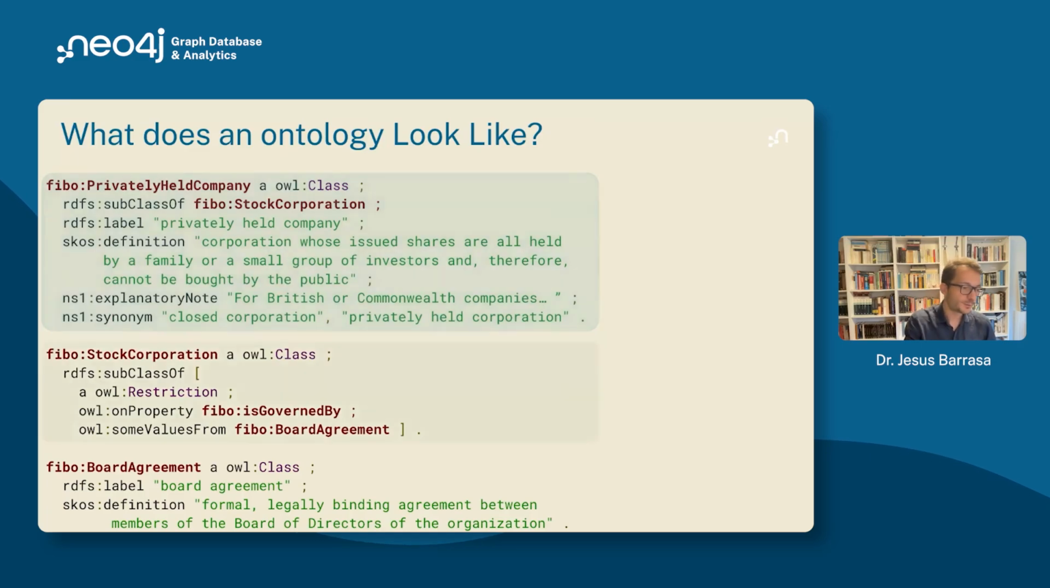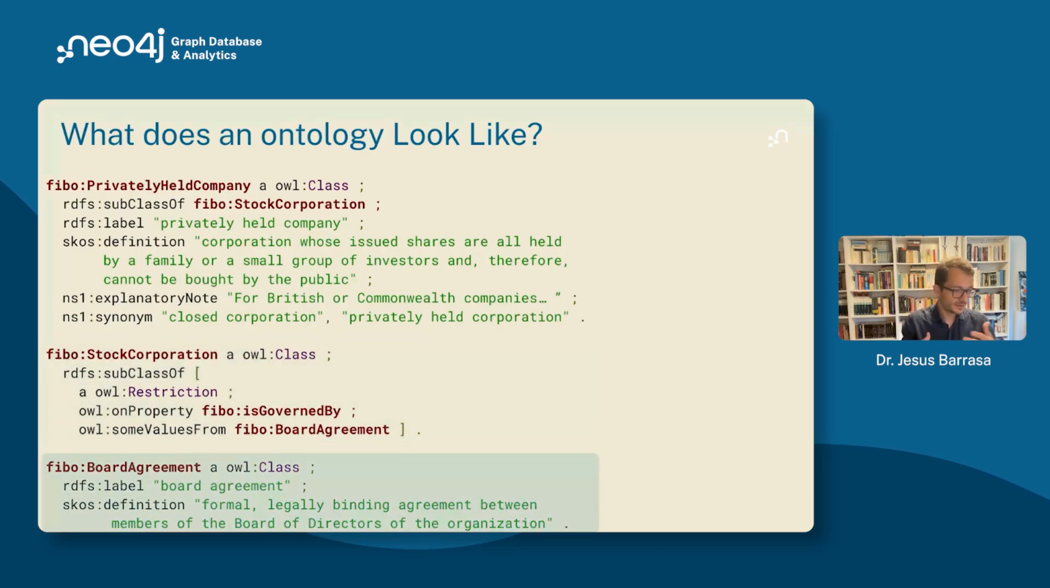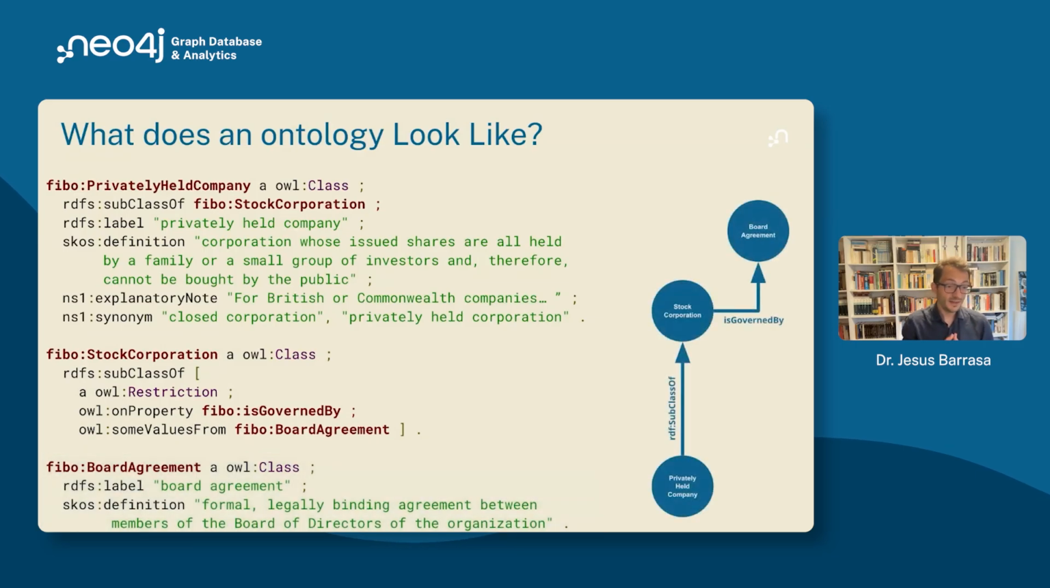If I keep exploring this definition, I see that a stock corporation is something, and I don't want to go into the details of this language that we're using here, which is OWL. You see that a stock corporation is related to a board agreement through the relationship is governed by. Those of you who are familiar with graphs are already starting to see nodes and relationships here. And finally, it describes what a board agreement is, indicating that it's a class and what the definition of it is. That's what it looks like if I presented it as a graph, right?